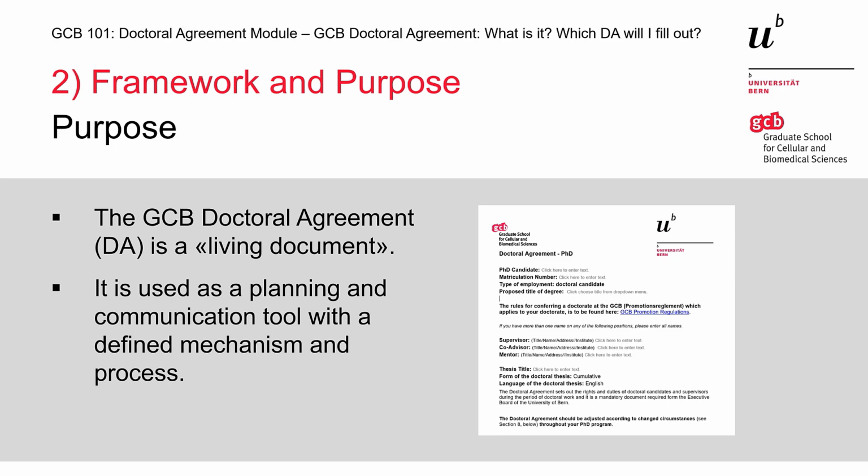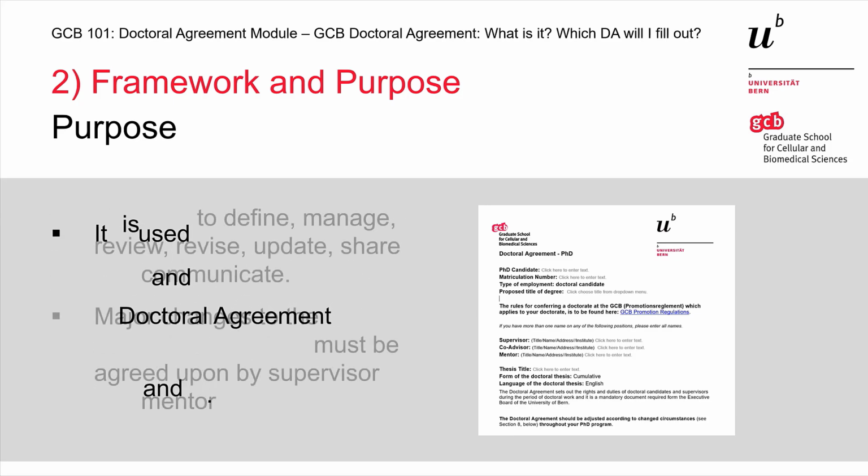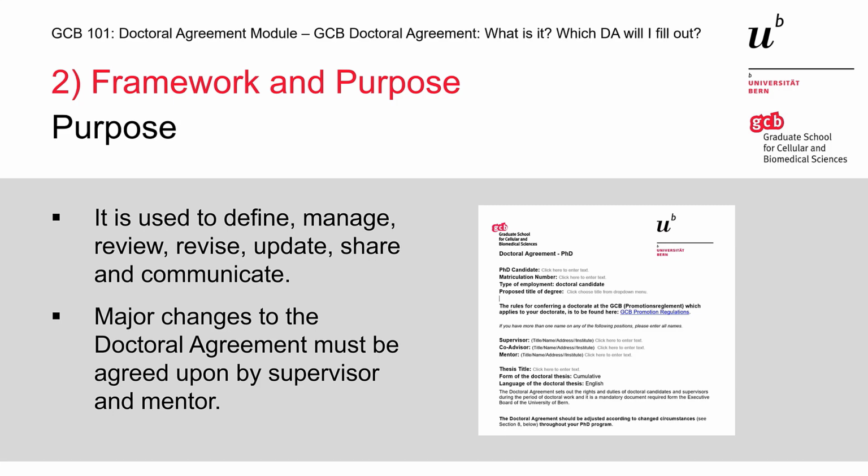Second part, Purpose. The GCB Doctoral Agreement, DA, is a living document. This means that it can be changed as needed with restrictions relative to the mandatory course list. This document is used as a planning and communication tool with a defined mechanism and process. Specifically, the DA is used to define, manage, review, revise, update, share and communicate your study plan and any changes to your study plan during your time in the GCB. Major changes to the doctoral agreement must be agreed upon by supervisor and mentor.